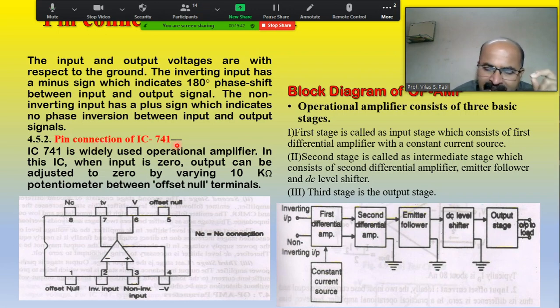741, that is IC 741. 741 हा ऑपरेशनल एम्प्लिफायरचा नंबर आहे. आणि IC 741 is widely used operational amplifier. In this IC, when input is 0, output can be adjusted to 0 by varying the 10 kilo ohm potentiometer. Potentiometer is the offset null आहे. फ्रेंड, हिअर ऑफसेट नल आहेत एकमेकासमोरचे 1 आणि 5 ऑफसेट नल आहेत.